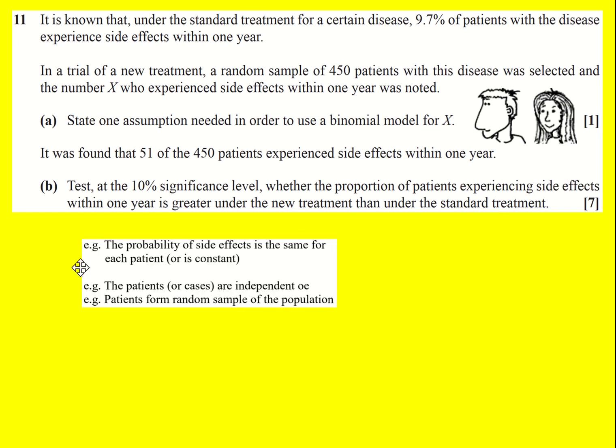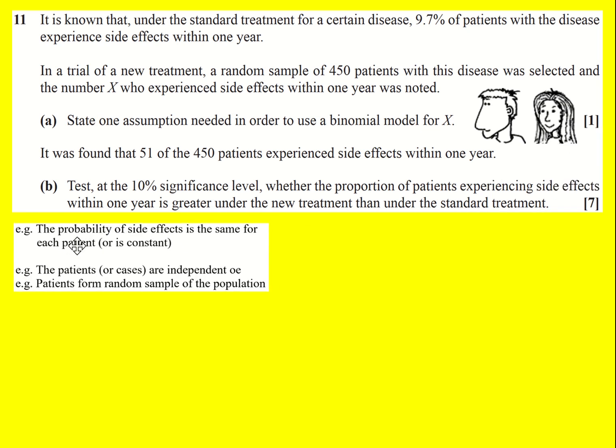Now, this is what the mark scheme accepts. So here I'm basically saying the probability is constant, but I'm saying the probability of side effects is the same for each patient. It's not like an average overall, so I'm giving context. Or the patients are independent. That's very close to just saying events are independent, but it's actually relating it to the question. One also mentioned in the mark scheme is that the patients form a random sample of the population. Other answers will be accepted as long as they make sense and they are related to the question.